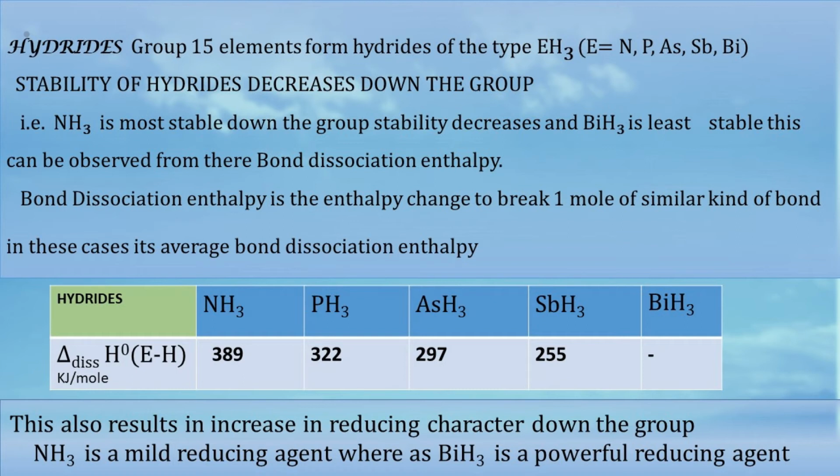Another characteristic that you can explain on the basis of bond dissociation enthalpy is the reducing character. We can say that bond dissociation enthalpy is inversely proportional to the reducing character. That is, greater the bond dissociation enthalpy, lesser is the reducing capacity. It means that higher the bond strength, lesser is the reducing character. This makes ammonia a very mild reducing agent, whereas BiH3 is a powerful reducing agent.